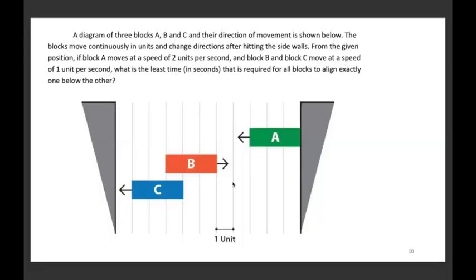Okay. What time? 1 unit is the speed we are given. A moves at 2 units per second. This is 1 unit. And B and C move at 1 unit per second. We have to identify the least time that will be required for all the blocks to come together one above each other. Okay.